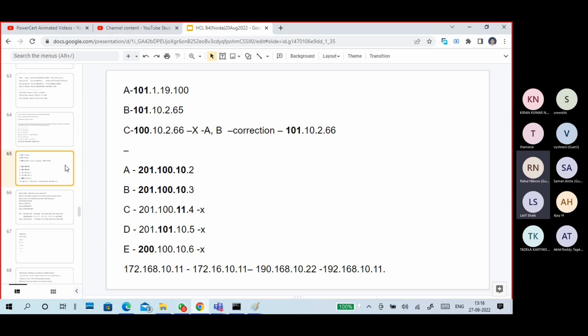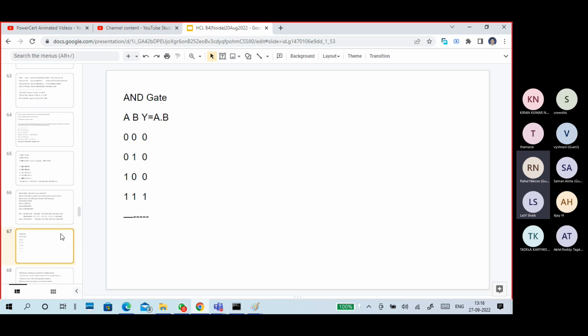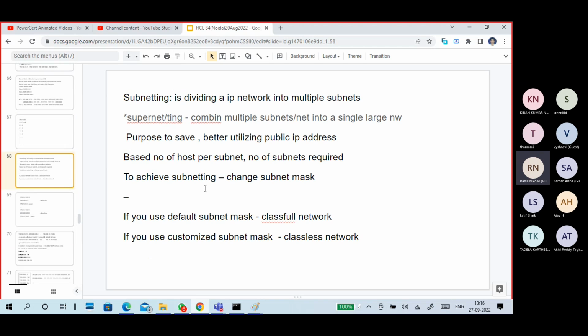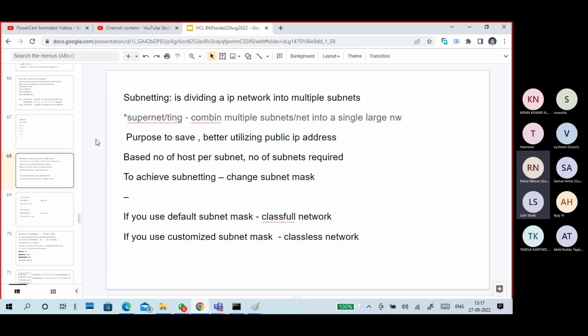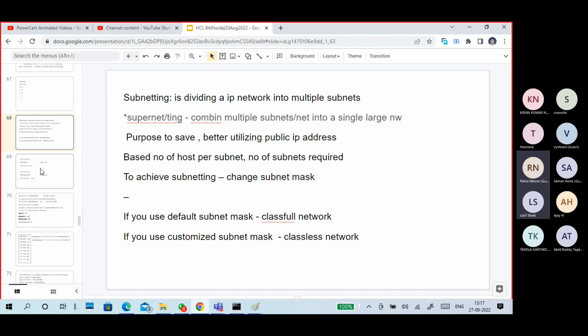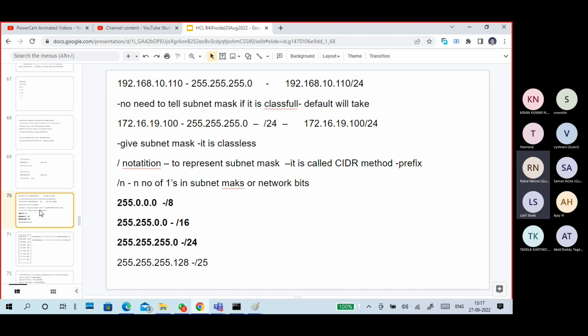So why are we using subnetting? For the best utilization of IP addresses. The purpose is to save and better utilize public IP addresses. We can do it based on the number of hosts or the number of subnets required, by changing the subnet mask.